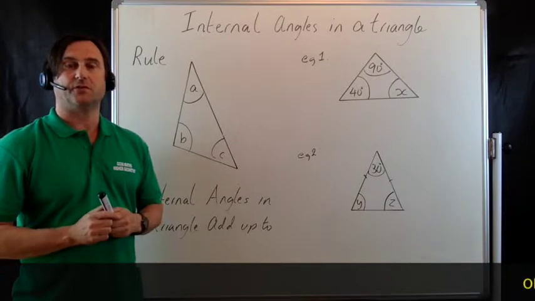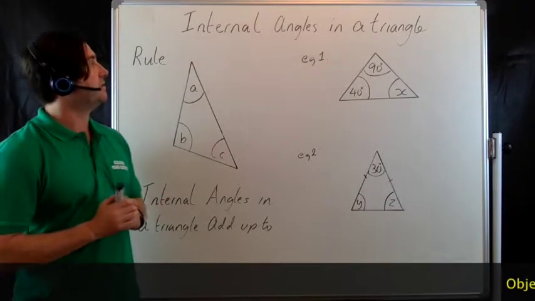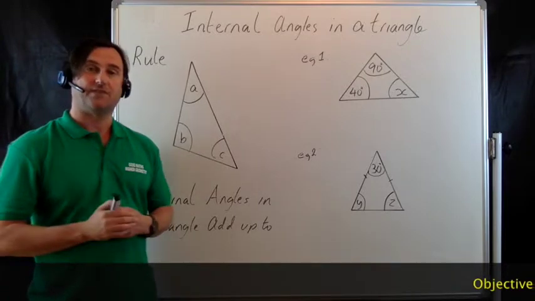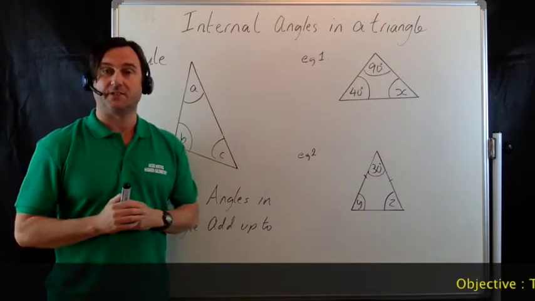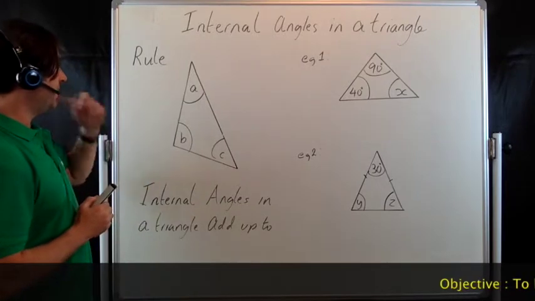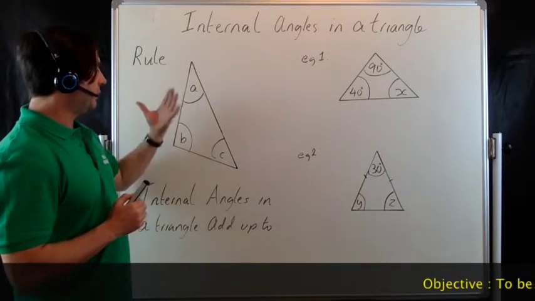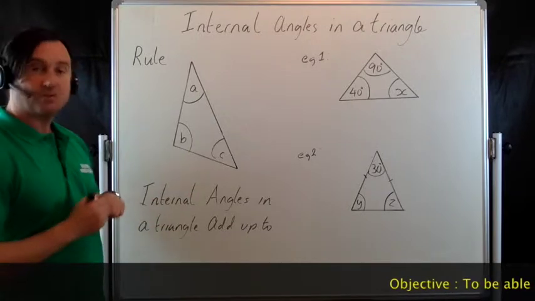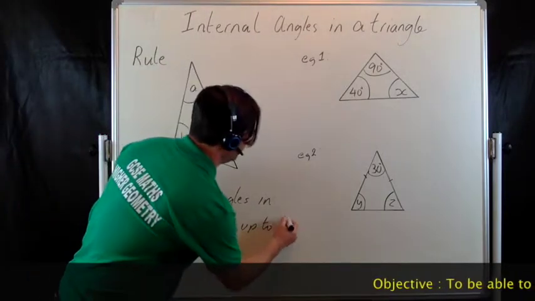Welcome to my tutorial on understanding that the internal angles of a triangle add to 180 degrees, and using that fact to work out missing angles. So here we've got a triangle and we know our rule that the internal angles of a triangle add up to 180 degrees.